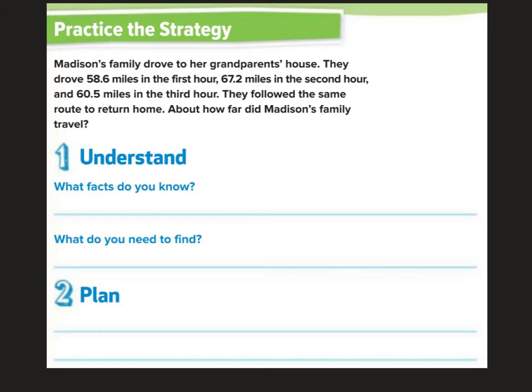Here we go. Practice the strategy. Madison's family drove to her grandparents' house. They drove 58 6/10 miles the first hour, 67 2/10 miles in the second hour, and 60 5/10 miles in the third hour. They followed the same route to return home. About how far did Madison's family travel?